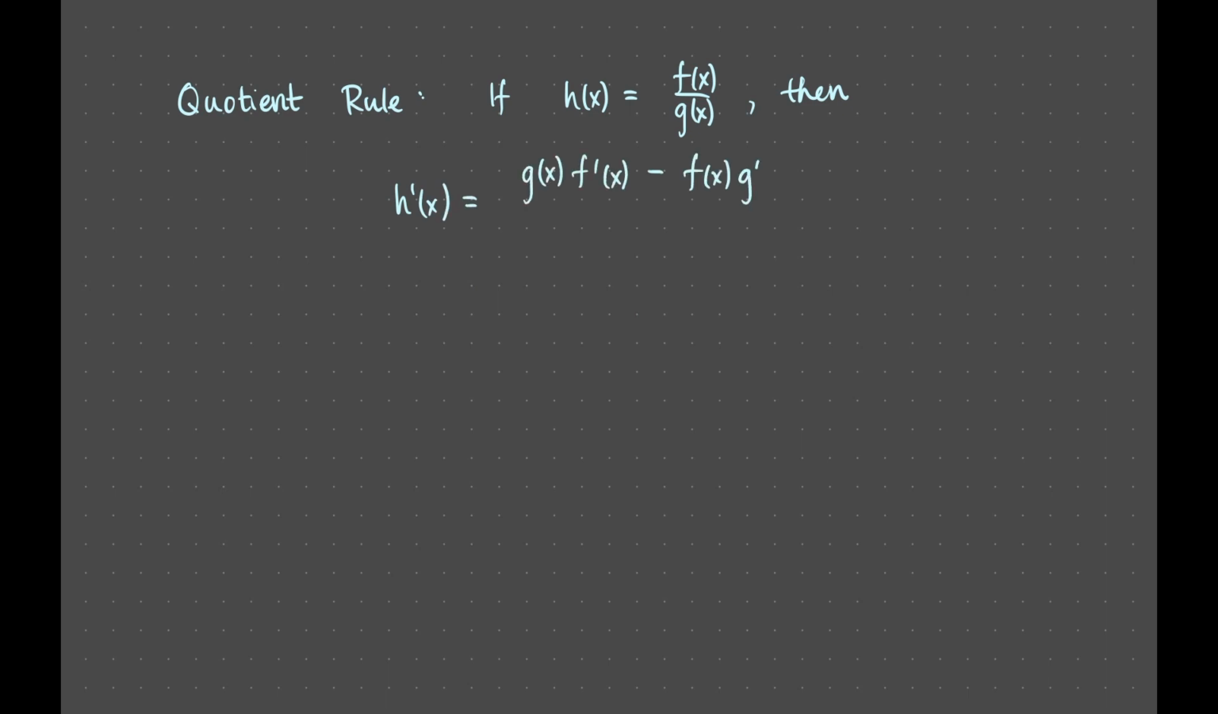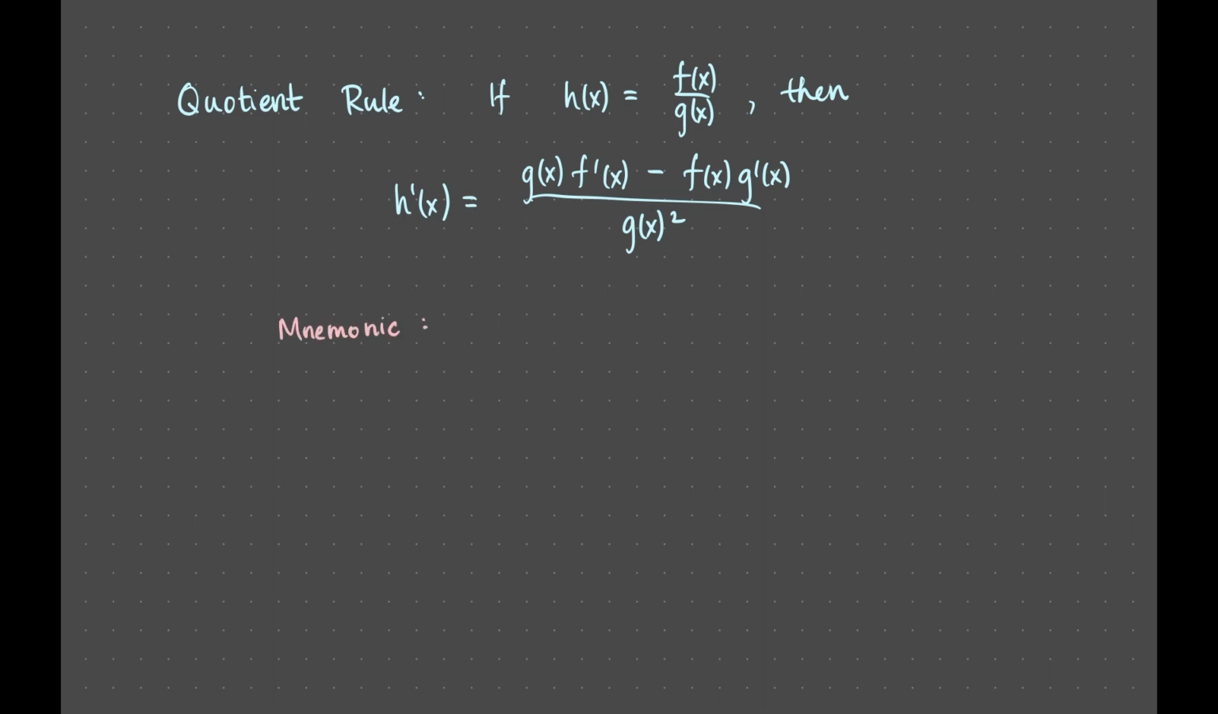Now, there's another rule too called the quotient rule, which deals with situations where a function is the quotient of two other functions. Specifically, if h is the quotient of f and g, then the derivative of h is given by g of x times f prime of x minus f of x times g prime of x, all over g of x squared. At first glance, this rule appears a little bit more complicated than the product rule, but thankfully there's a helpful mnemonic to remember it.